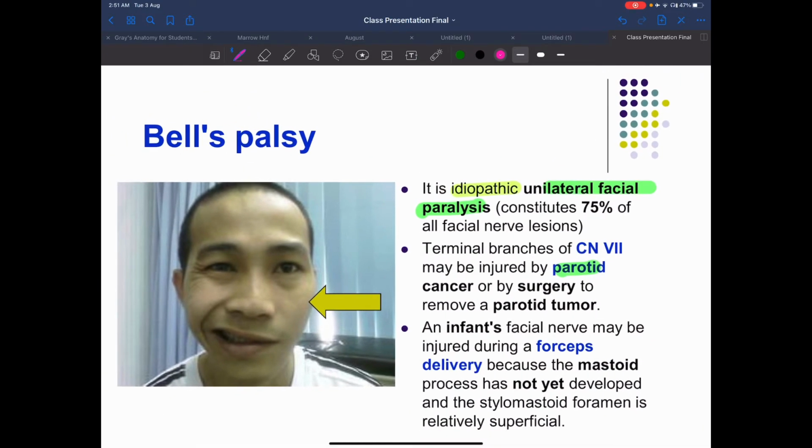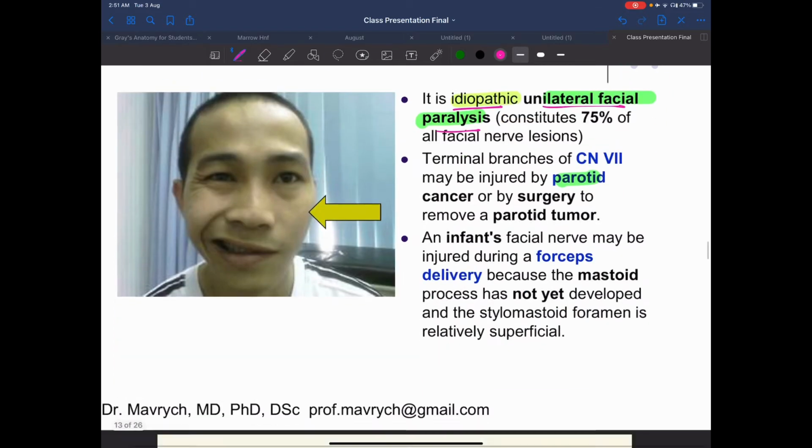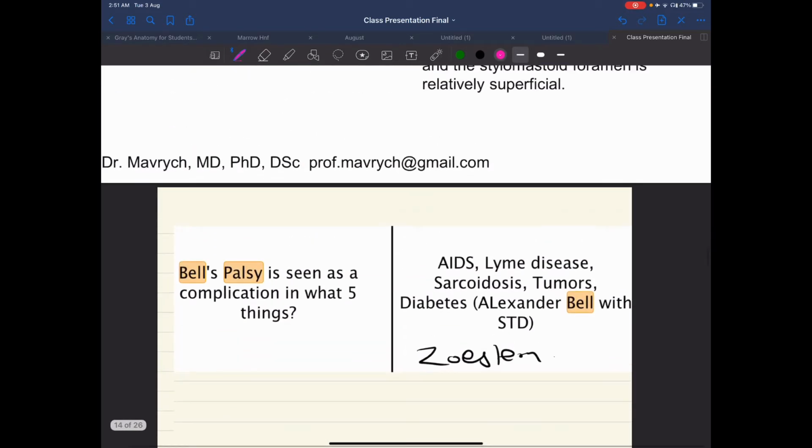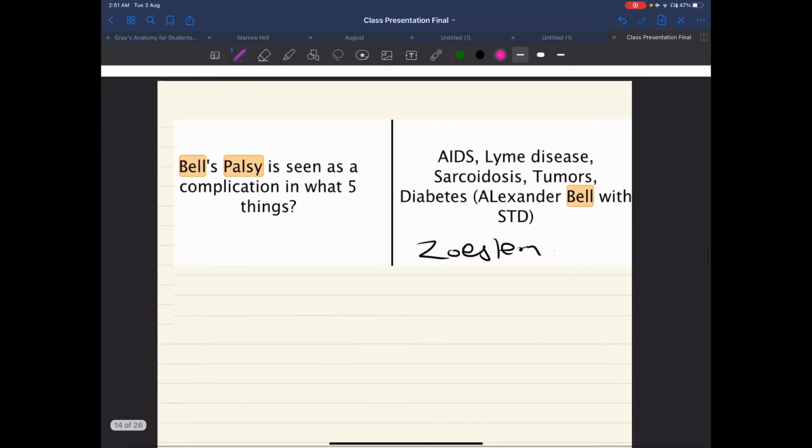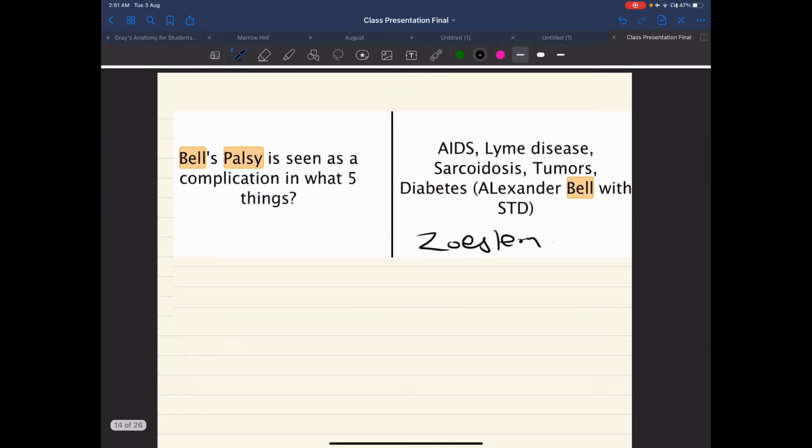Now, this is another diagram: Bell's palsy, idiopathic unilateral facial paralysis. I'll just tell you here only. Bell's palsy is also seen as a complication of other diseases. The important ones are sarcoidosis, diabetes mellitus type 2, and Zoster. We've all heard of Zoster, herpes zoster virus.